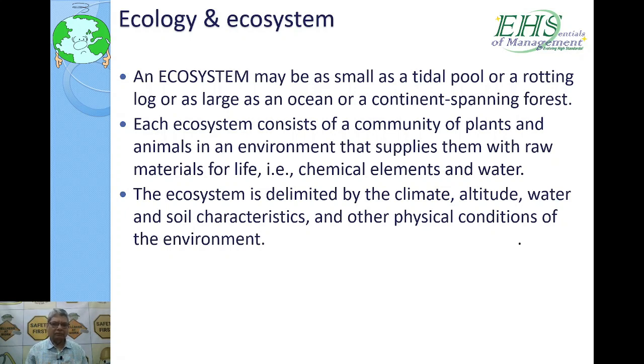Now they are formed because of the different climate of that area, the altitude of that area, the water and soil characteristics of that area and other physical conditions which exist in that particular environment. So there are sort of boundaries of the ecosystems. All the ecosystems are having their own boundaries, right? So there is no single ecosystem in this world. There are hundreds and thousands of different ecosystems which are there in the world.